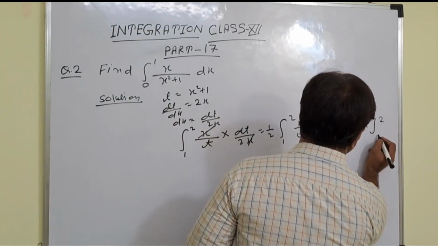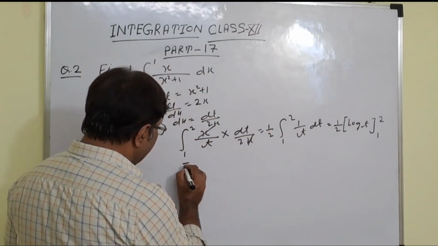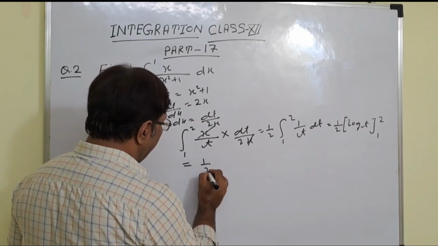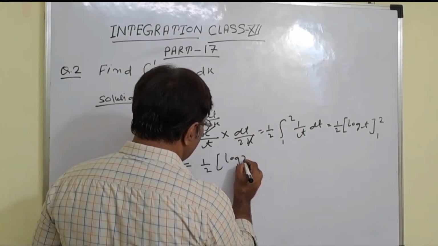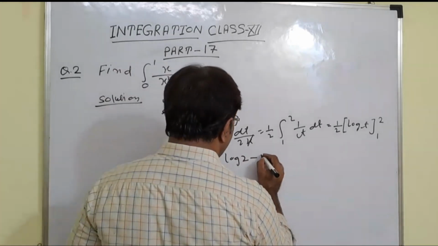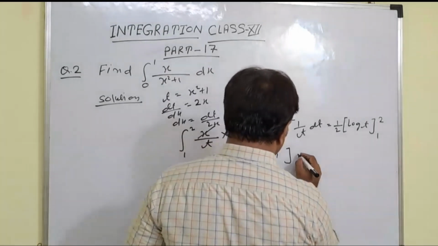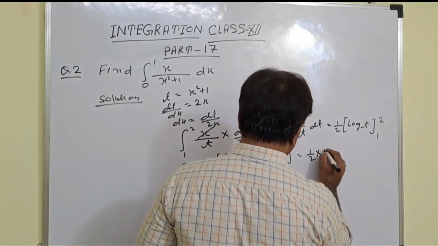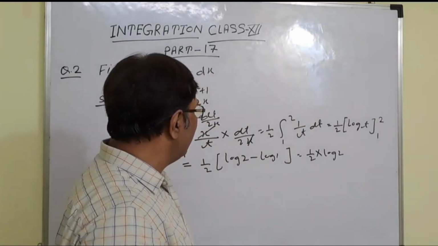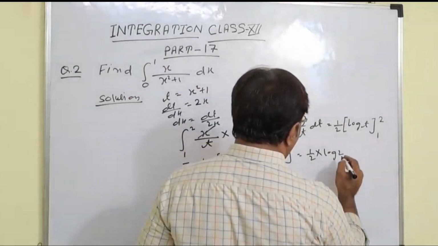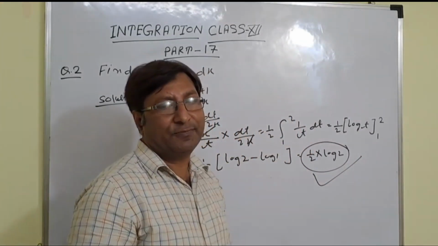So we can write directly here this is log t, the upper limit is 2 and the lower limit is 1. So now we can write directly this is half, upper limit 2, so log 2 minus the lower limit 1, so log 1. This is half into log 2, and here log 1 is 0. So we will get half log 2. This is our correct answer.